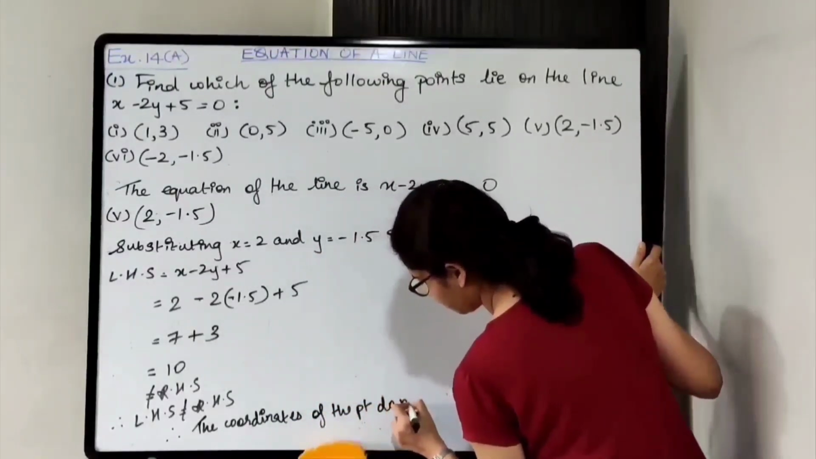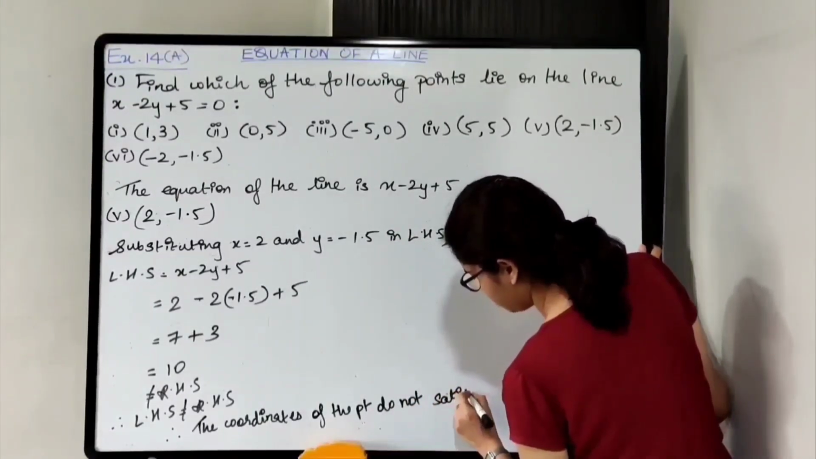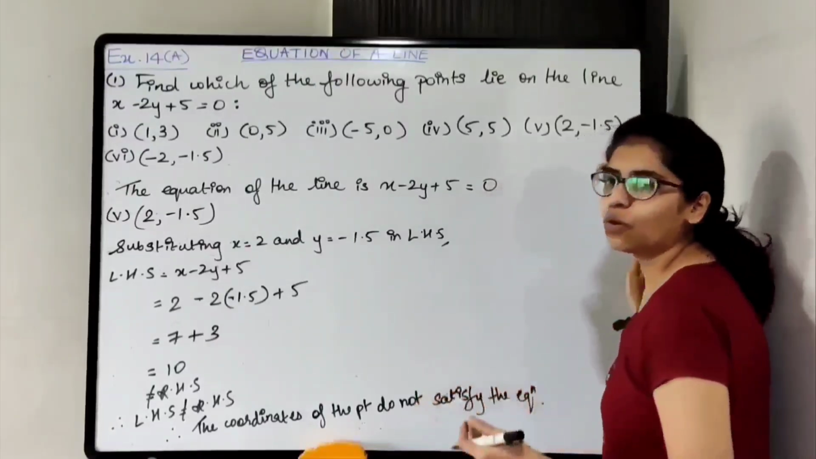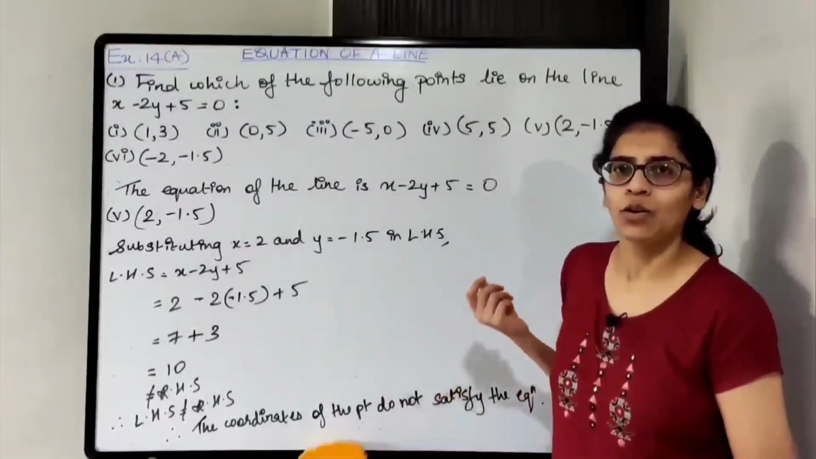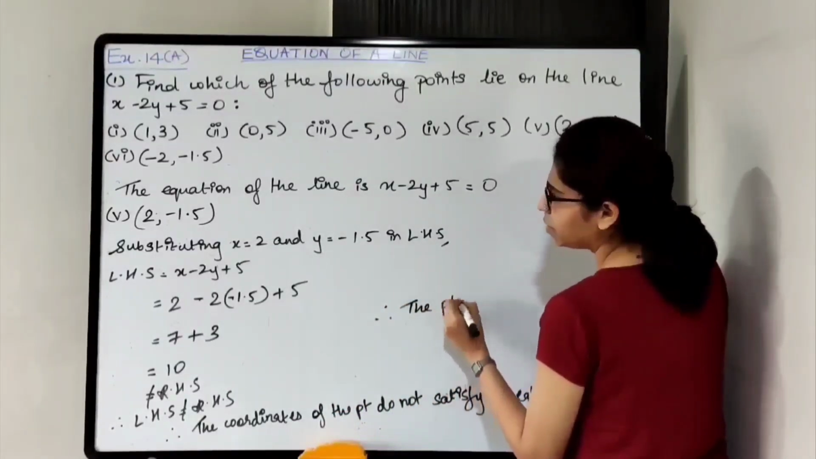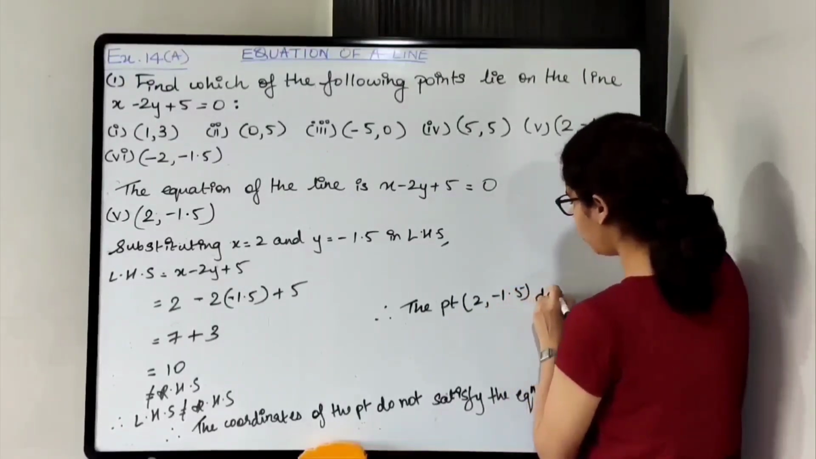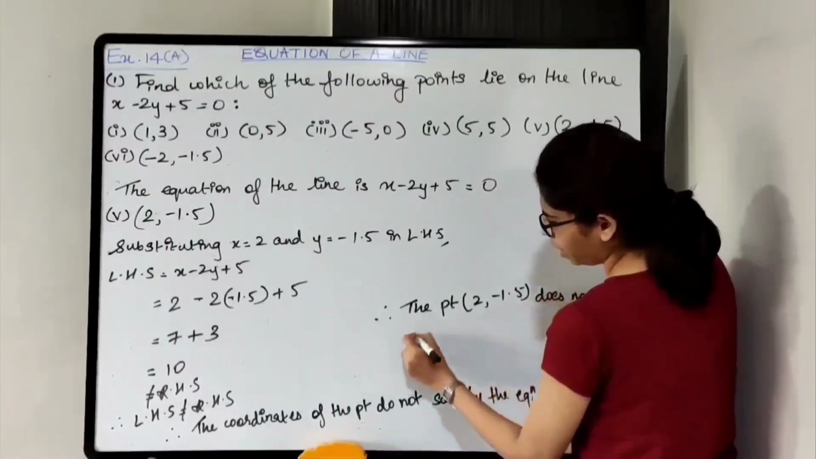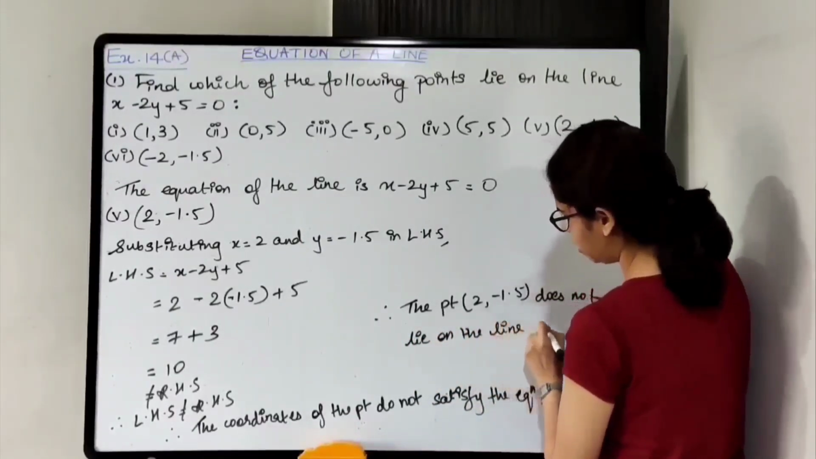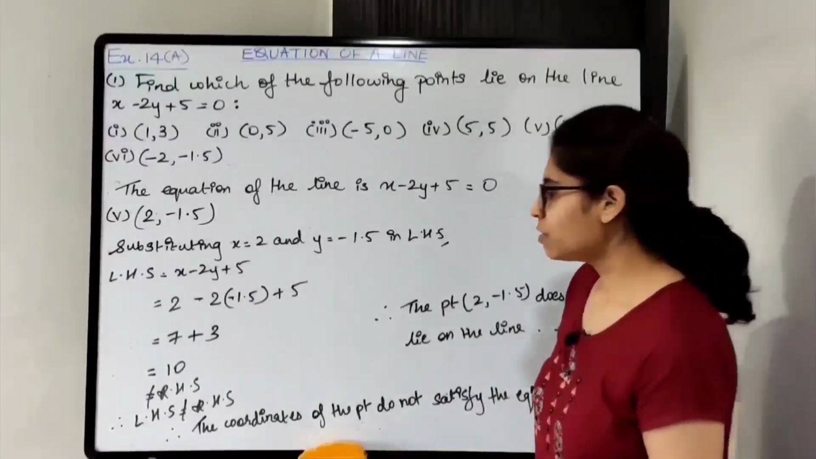Do not satisfy the equation. Therefore, the point does not lie on the line. So after this, you write down: Therefore, the point 2, minus 1.5 does not lie on the line and the equation. Okay. So moving on to the last part of the question.